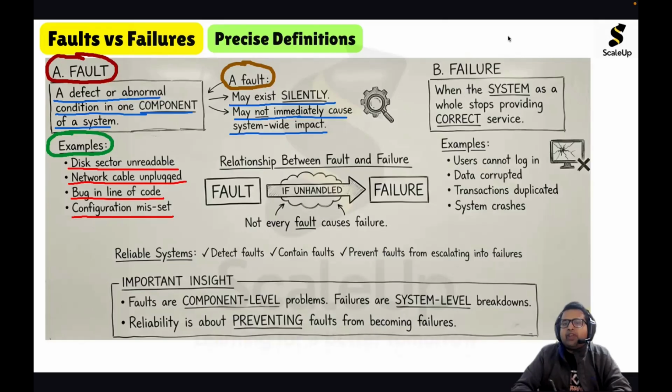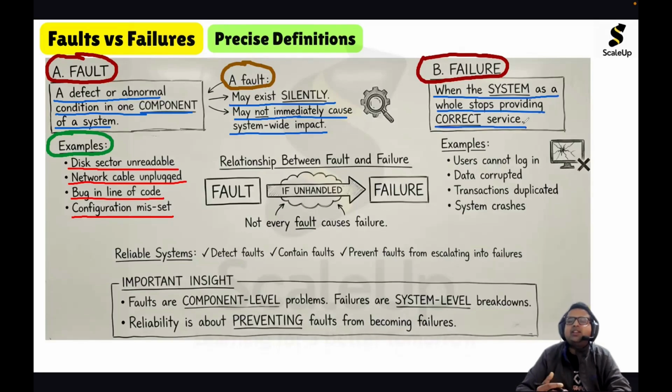Now, what do we mean by failure? Failure is when the system as a whole stops providing correct service. Failure has to do with the system as a whole. So when the system as a whole stops providing correct service, we say that there is a system failure. A fault is a defect or abnormal condition in one component of a system. So the difference is now very clear: failure is system level, when the system as a whole stops providing correct service.